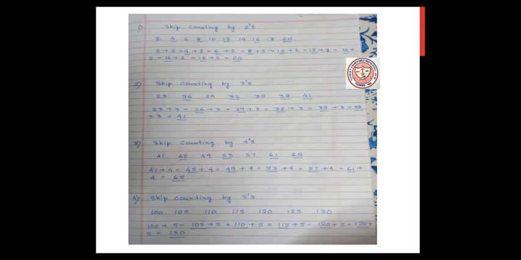Like 100 plus 5 equal to 105. 105 plus 5 equal to 110. 110 plus 5 equal to 115. 115 plus 5 equal to 120. 120 plus 5 equal to 125. 125 plus 5 equal to 130.